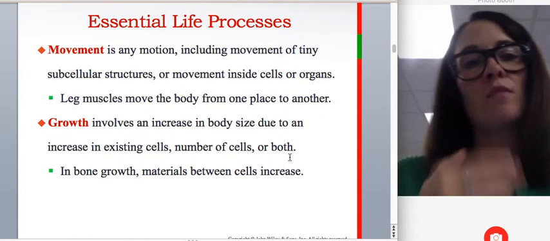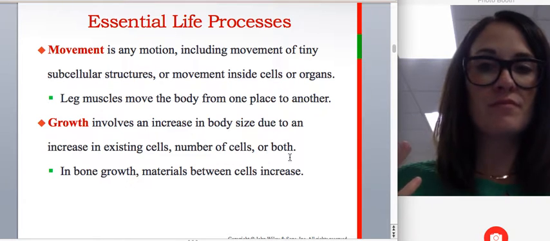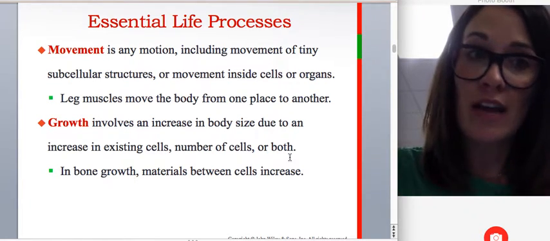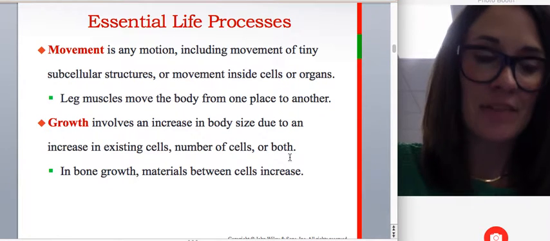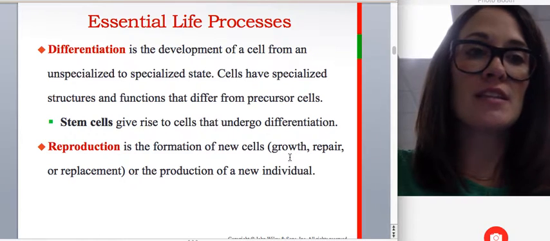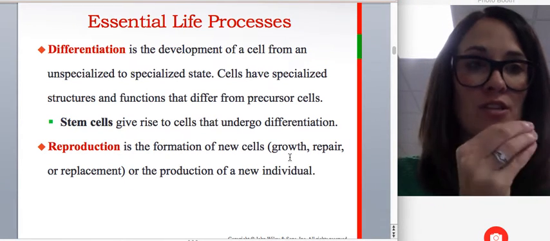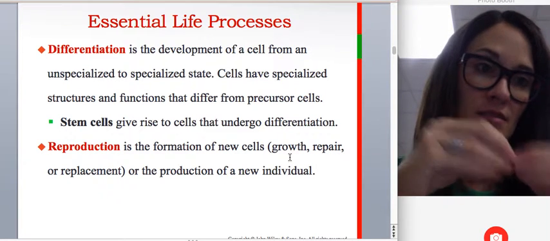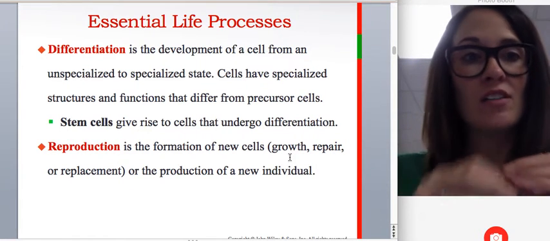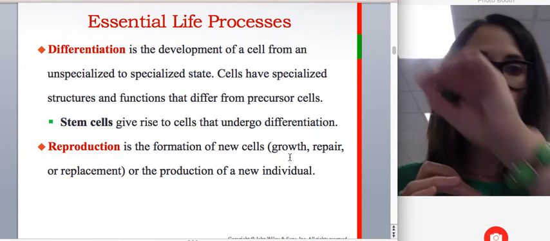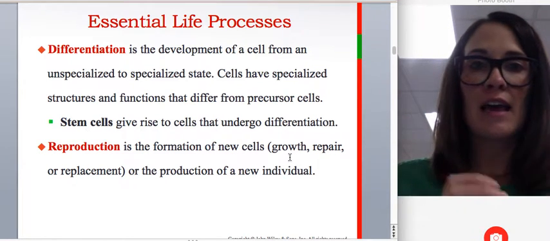Growth doesn't mean just physical growth. It can be increasing the number of cells. Your bones are actually constantly growing in density if you put stress on them. Differentiation is the process where your cells become specialized. We have stem cells that can become any type of cell in the body, and they can become specific cells. That's differentiation as they age.